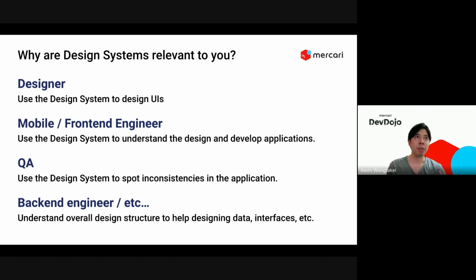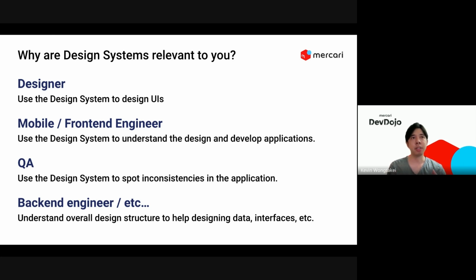Of course, for mobile engineers, we use the design system to understand what designers are trying to tell us. And we also use the design system to more accurately create screens or pages in our applications. For QAs, for example, we can use the design system to understand how we structure the design in our screens, and we can spot inconsistencies in created styles. Like, for example, some colors are different.